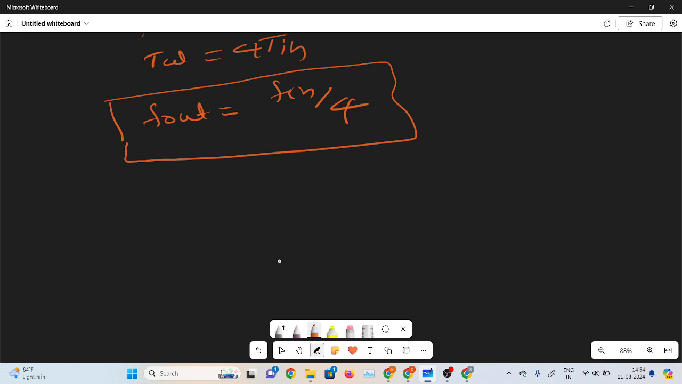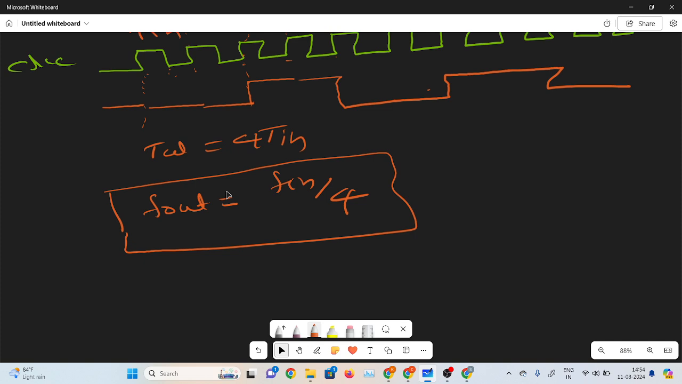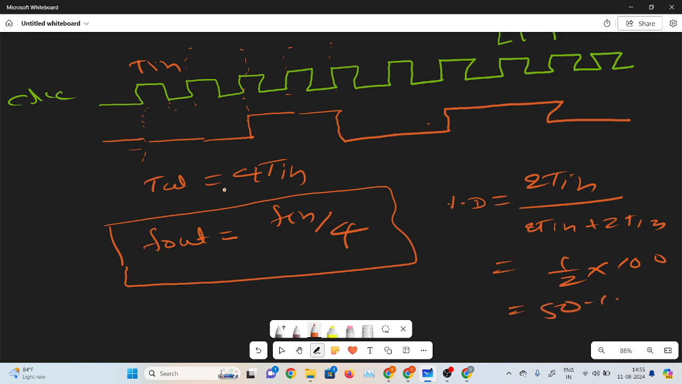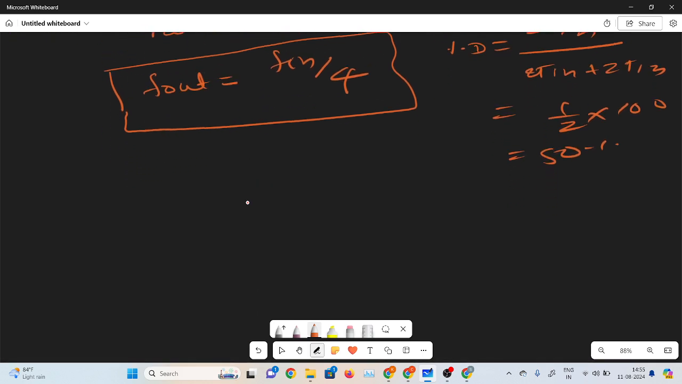Now you can also calculate the percentage duty cycle. This is a very easy thing. Here you can see T on and T off are also the same. This is called T off, and this is called T on. Duty cycle is 2 T in divided by 2 T in plus 2 T in. The T in cancels, giving 2 by 4, that is 1 by 2, into 100%. So this is the 50% duty cycle. No issue, so f by 4 with 50% duty cycle is made.